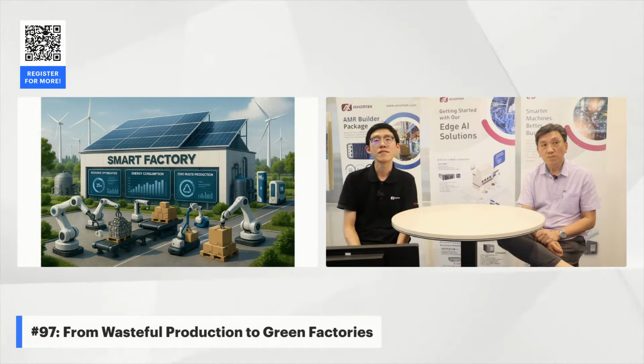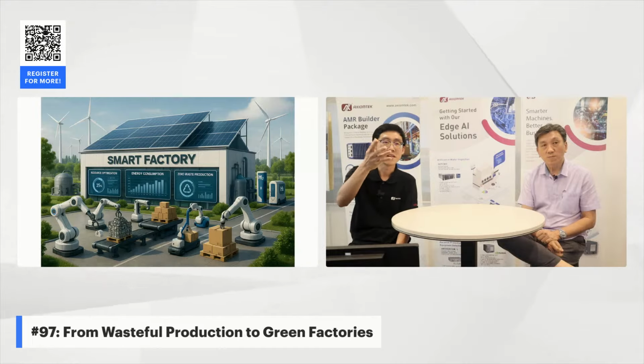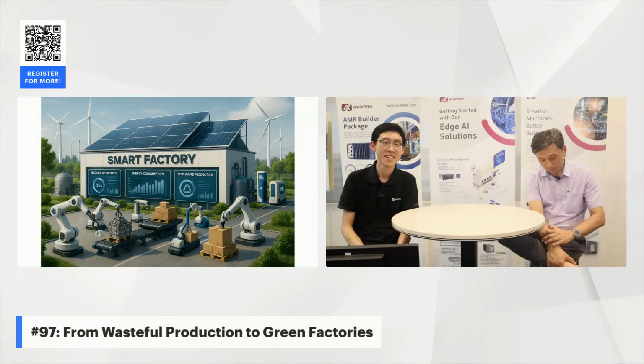And then as you can see in the picture, you have some robotic arms. That is to automate some processes, so it can reduce human error. So with less error, we'll get less waste and fewer defective products. Okay.